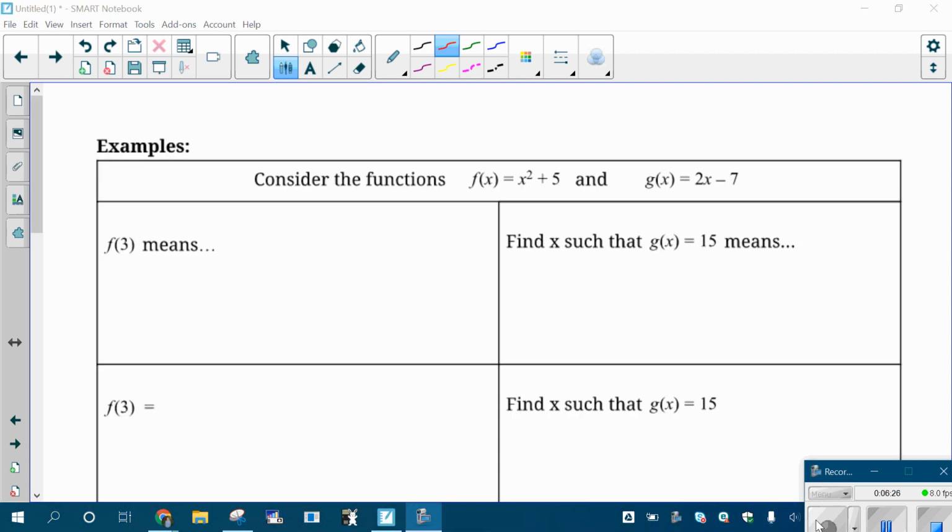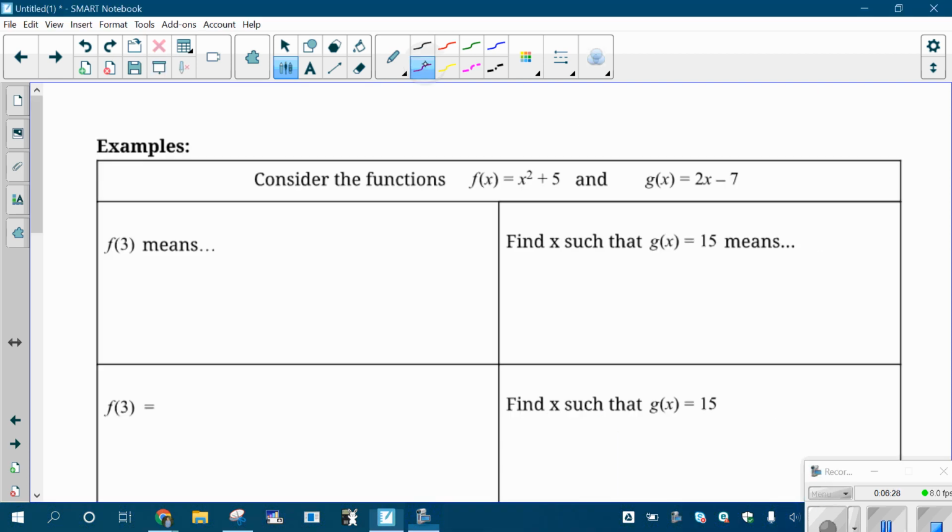Okay, now to the main problem I need to be able to do. So the reason that we use this fancy function notation instead of just calling everything y, can't we just call them y equals x squared and y equals 2x minus 7? The answer is no, you can't do that.